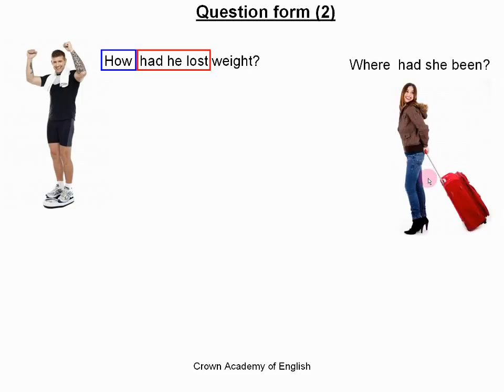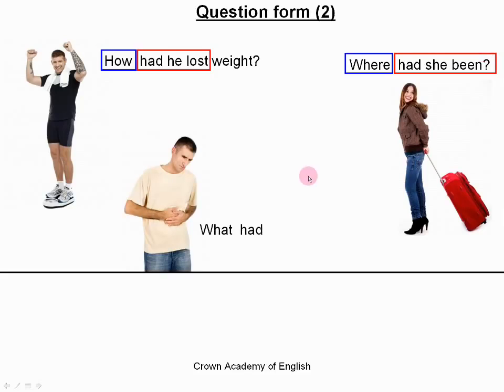Where had she been? So again, we have the word where, which is a question word, and then the question form. Had she been? What had he eaten? Question word, followed by the question form, with always a question mark at the end.